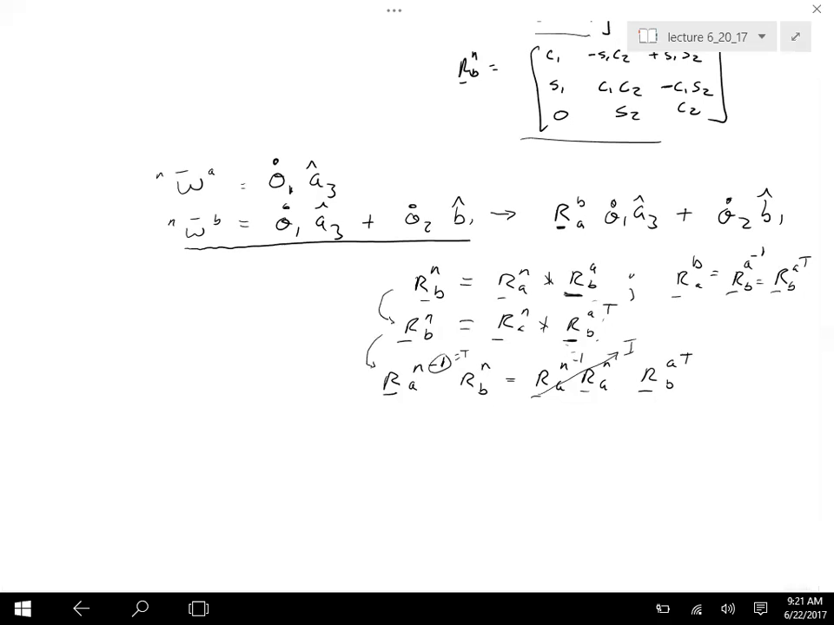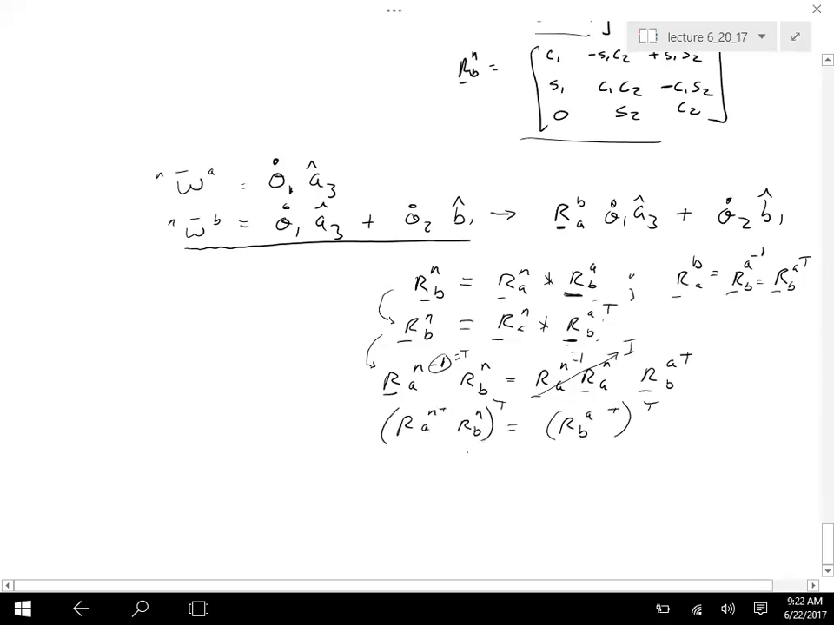So the last step, since I brought it up, I guess this is the one time I'm going to practice some matrix operations. Now I want to take the transpose of both sides. So R B to A transpose, R A to N transpose times R B to N. I'll take the transpose of that whole thing. And so the last thing, the transpose of the transpose is just back to the original matrix.